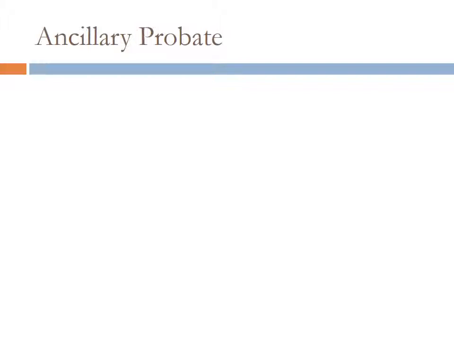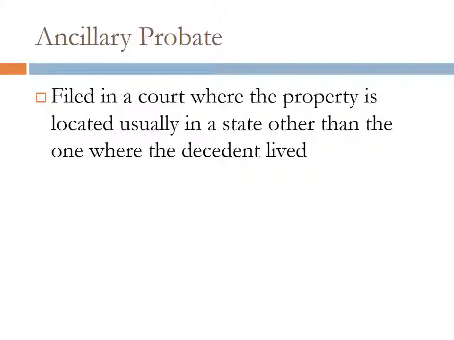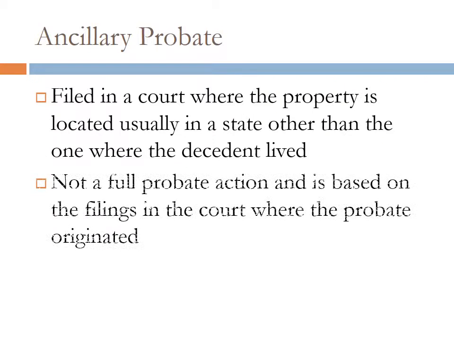In many cases, if the decedent owned land in more than one state, it was necessary to file what's called an ancillary probate. That's a probate filed in a court where the property is located, and that's usually in a state other than the one where the decedent lived or even where the decedent died. An ancillary probate is not a full probate action. It's based on the filings in the court where the original probate was filed.